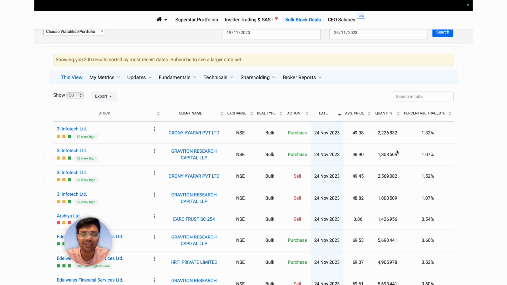Okay, you can see these two companies, and there is a very common thing which you will notice: companies might sell and buy on the same day, like these two companies did. They sold it at 49.45, bought it at 49.08. Why? You know it, guys. Now you're pretty smart.